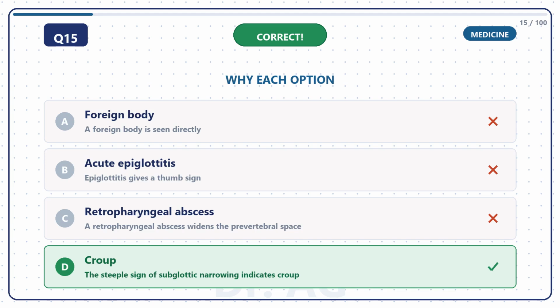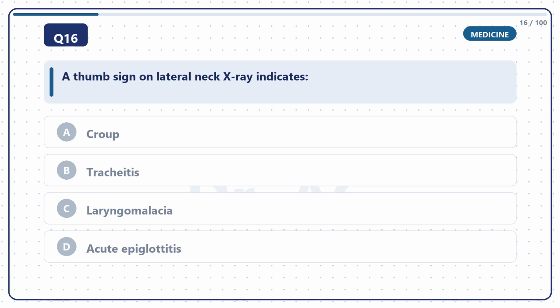Croup. Question 16. A thumb sign on lateral neck X-ray indicates. Option A, croup. Option B, tracheitis. Option C, laryngomalacia. Option D, acute epiglottitis.